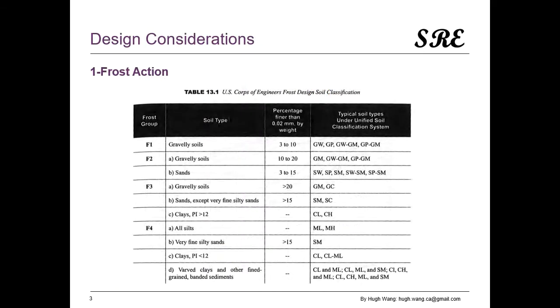The first one is on frost action. We got a PI of none, right? PI equal to none. According to the U.S. Corps of Engineers frost design soil classification, it would be classified as a F4 over here, because the PI is less than 12. I have created another video on assessment of soil frost susceptibility. Please watch it if you are interested.